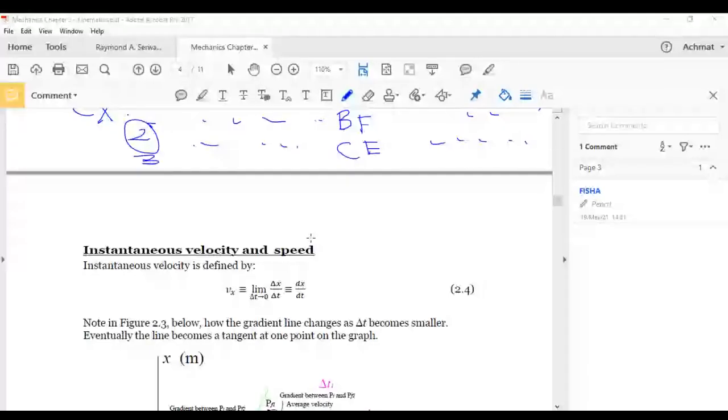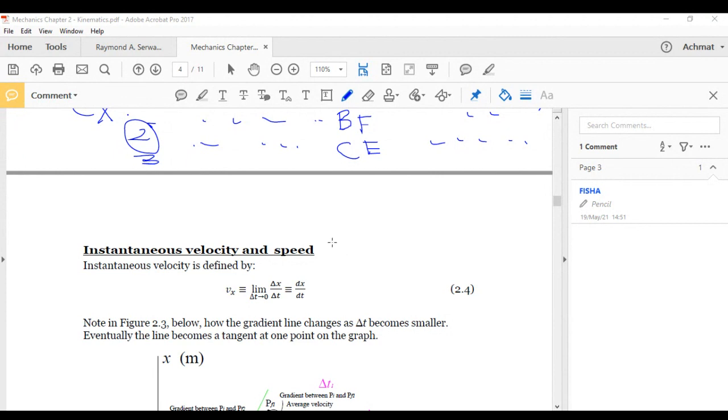We're now going to continue with the next part. I think that's part 3 now, yes? Part 3 of chapter 2. Okay, and we'll be looking at instantaneous velocity and instantaneous speed.